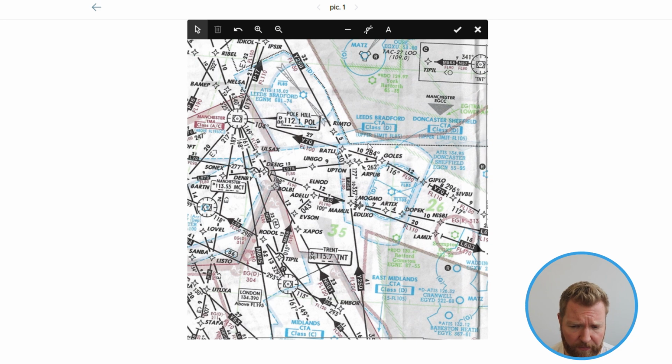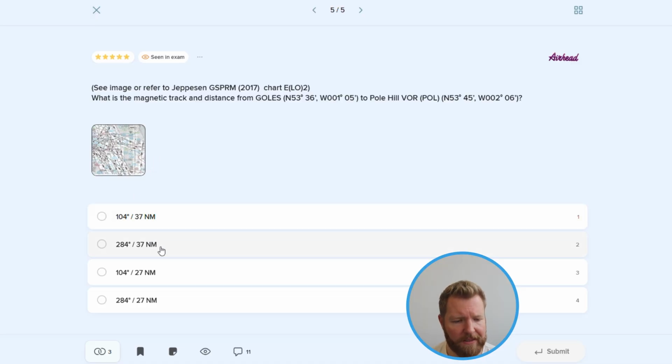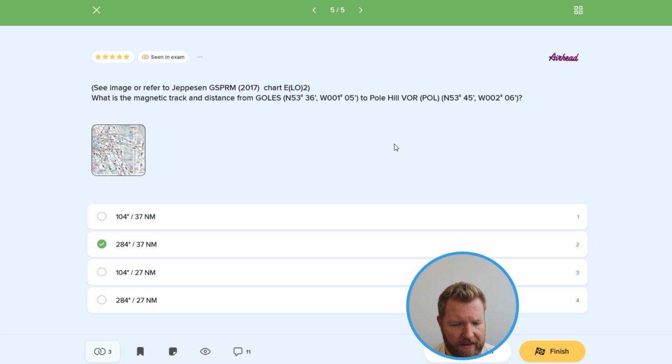Now, let's find GOLES waypoint, which is here, and Pole Hill VOR here, to the west of GOLES. Just next to GOLES, we have a magnetic track that we have to follow, which is 284 degrees. And the distance is the sum of 10 nautical miles to Batley and 27 nautical miles from Batley to Pole Hill. So the correct answer is answer number 2, magnetic track of 284 degrees and 37 nautical miles of distance from GOLES to Pole Hill VOR. And answer number 2 is correct.